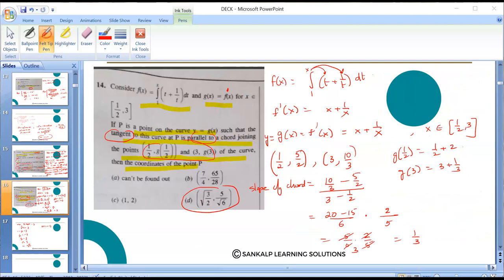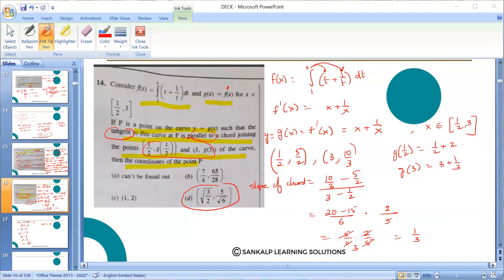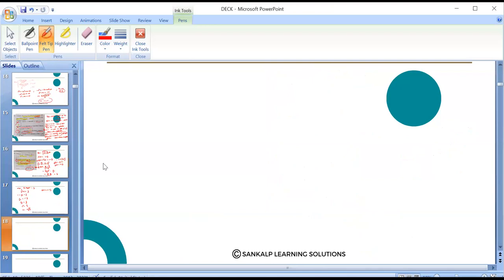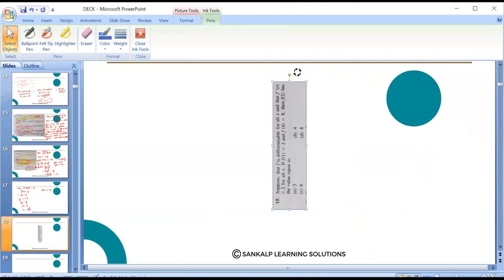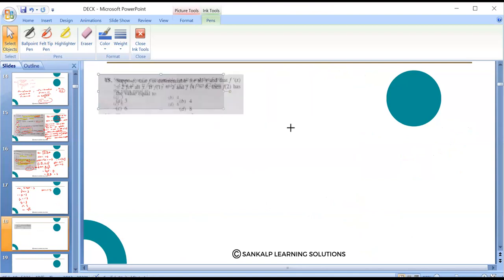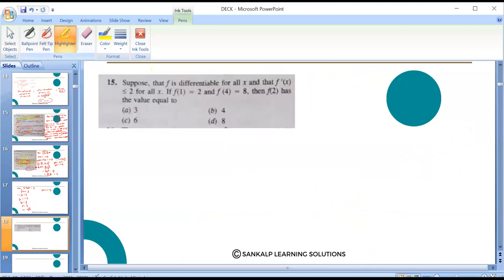Next, we will go to question number 50. Suppose that f is differentiable. f dash x is less than or equal to 2 for all x. f of 1 is 2 and f of 4 is 8. Then f of 2 has the value.